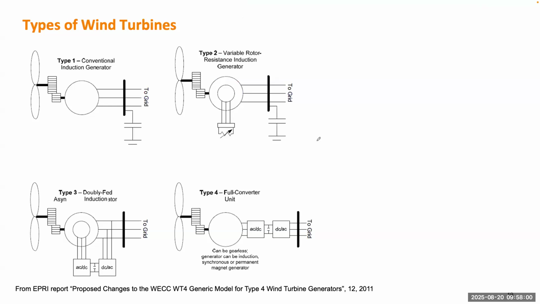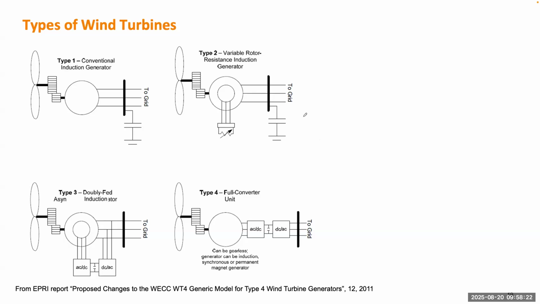Okay, so I just finished this slide. Those are all 4 types of generator for the wind turbines. Since everybody already took 325, you know the basic principle of the induction motor. So a wind turbine generator is basically just an induction generator. Why do we have 4 types?